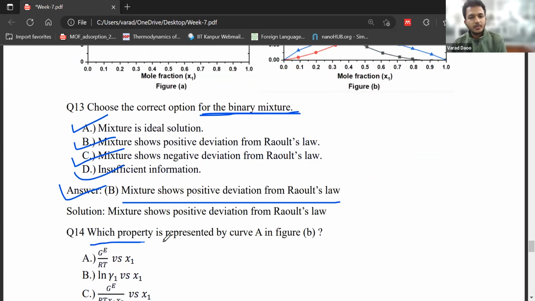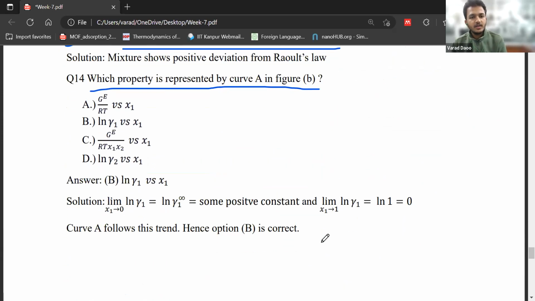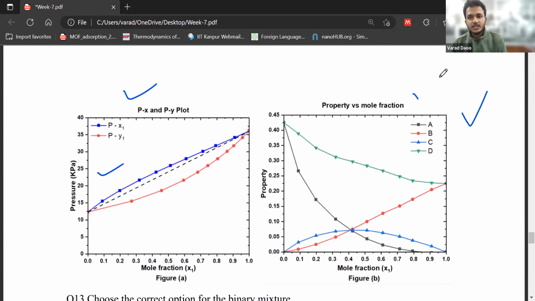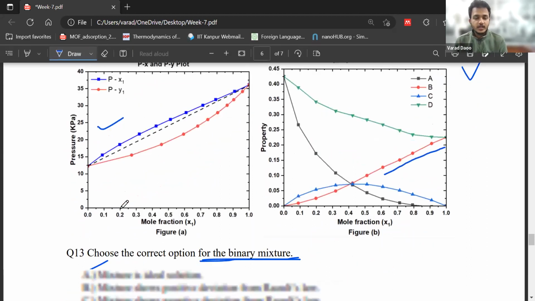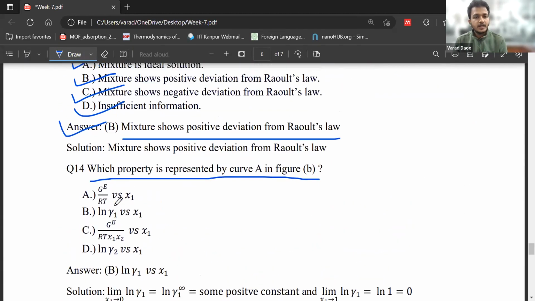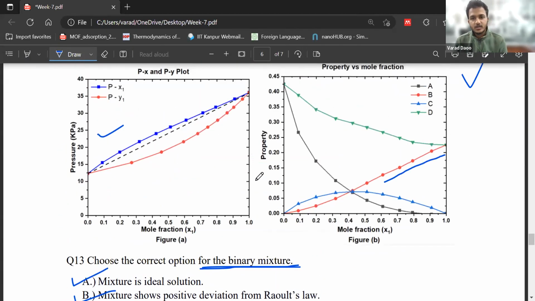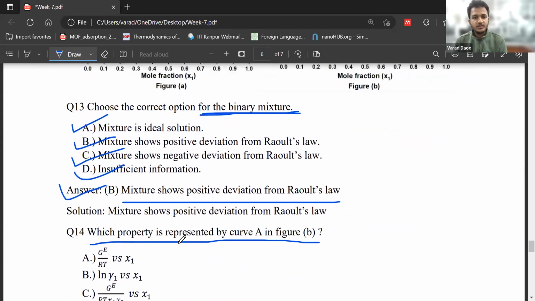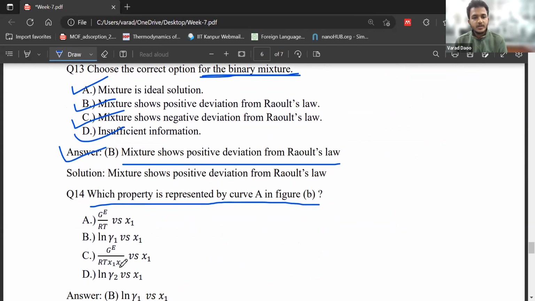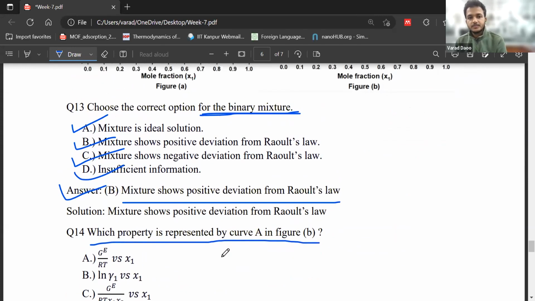Okay. So which property is represented by curve in figure B? Right. So in this figure, what is the value of B? Okay, then options are this G by RT versus X1. So x-axis is X1 and y-axis we want to find which is G by RT or ln gamma 1 or G by RT into X1, X2 or ln gamma 2. So I'll give a couple of minutes for you to solve.